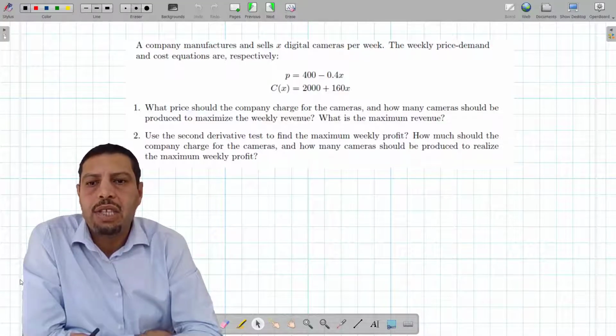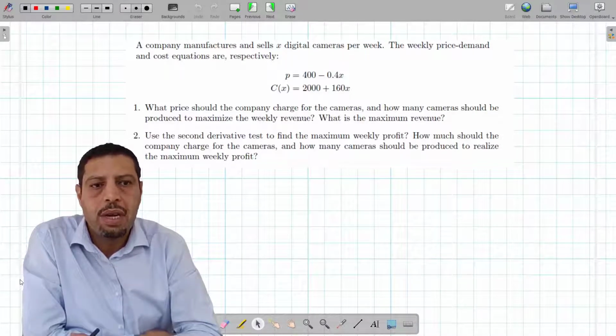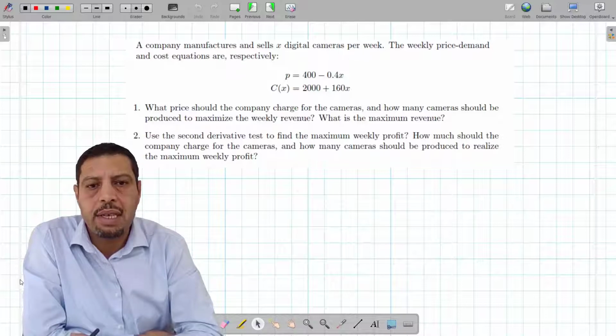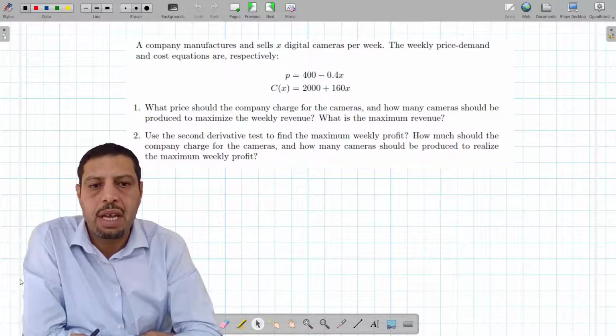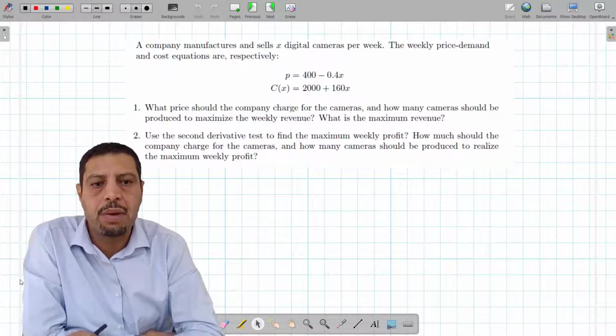Welcome to this activity, which is an application to economics after optimization. We have a company which manufactures and sells x digital cameras per week. The weekly price-demand and cost equations are, respectively, P equals 400 minus 0.4x and C of x equals 2000 plus 160x. The first question is, what price should the company charge for the cameras and how many cameras should be produced to maximize the weekly revenue? The second part is, what is the maximum revenue?